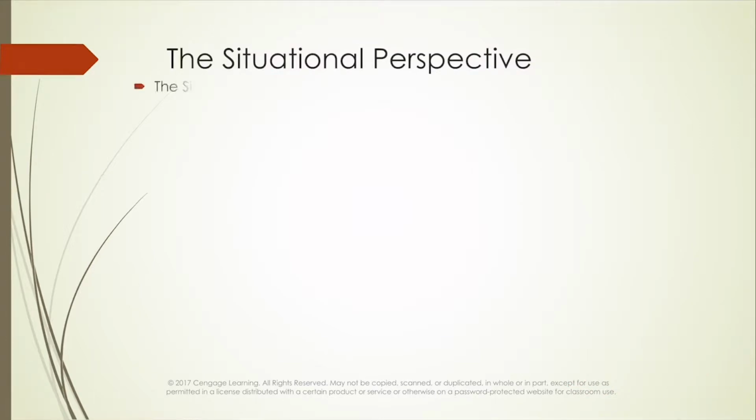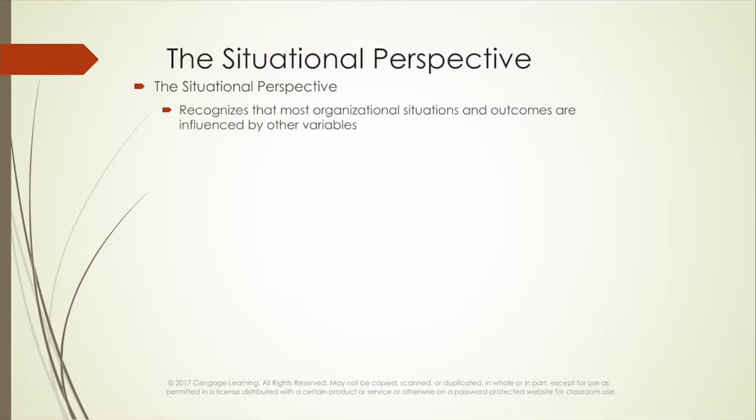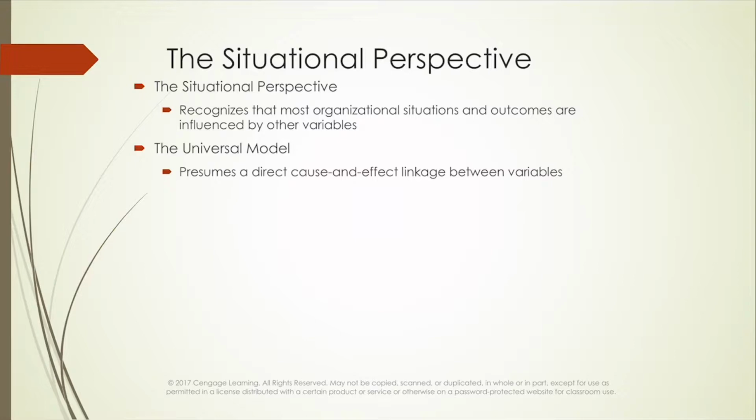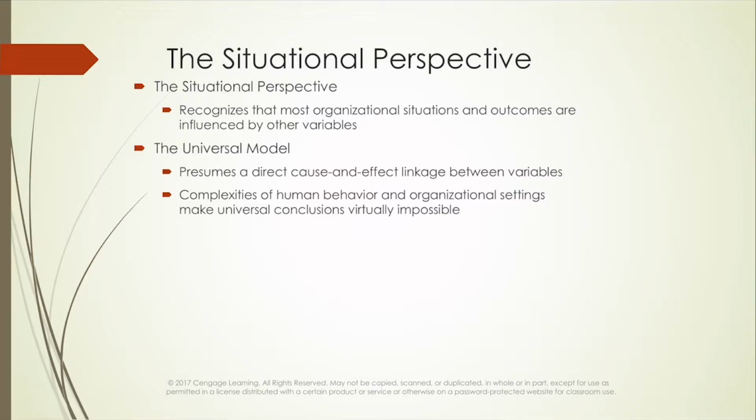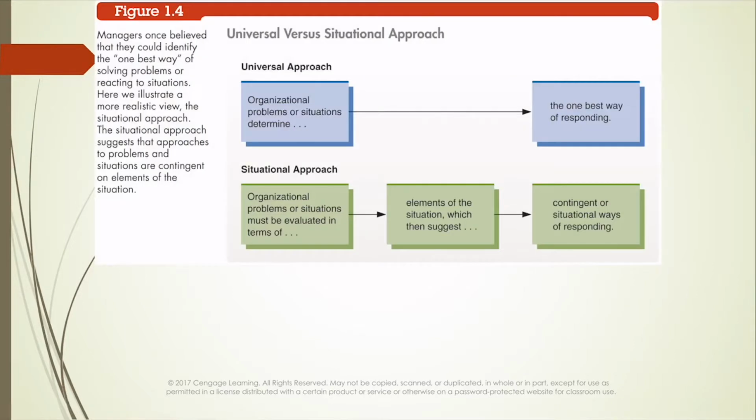Now, the situational perspective. This recognizes that most organizational situations and outcomes are influenced by other variables. So there's that cause and effect. Whatever happens in the organization, it's going to be influenced by something. Something causes something else. And it's the situation that will determine that. Now, the universal model presumes a direct cause and effect linkage between variables. And the complexities of human behavior in organizational settings make universal conclusions virtually impossible. And what do I mean by that? Well, let's take a look at this other diagram and you'll see.